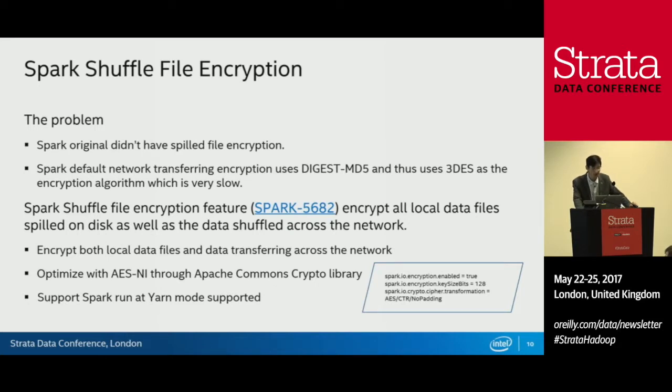So, Spark shuffle file encryption. This is a very simple introduction to shuffle file encryption. The problem is that original Spark didn't have the encryption capability for spilled files. And second, Spark has encryption capabilities for data shuffling across the network, but as mentioned previously, it used 3DES as the encryption algorithm, which is quite slow, and if you enable it, performance will be greatly impacted.